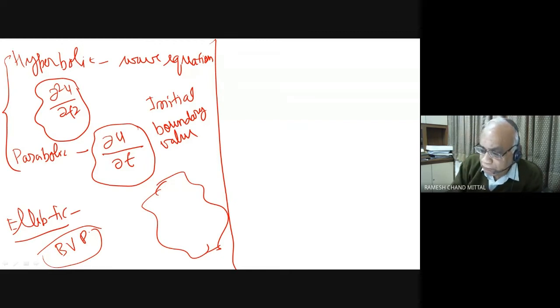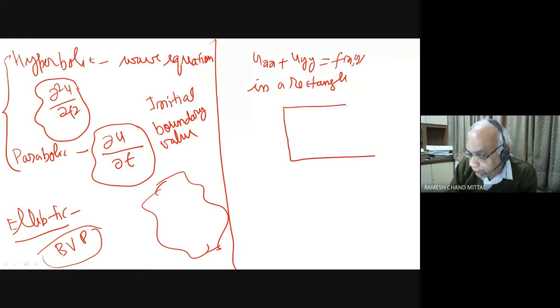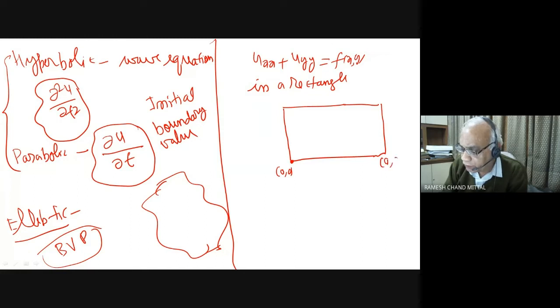Now suppose I am given my equation uxx plus uyy equal to f(x, y) in a rectangle. That is, I am given a rectangle in which my equation is valid. Now, without loss of generality, I can take this point as (0, 0). This is my (A, 0). This point is my (0, B). And as you understand, this point will be (A, B). What I mean to say is, the length of my rectangle is A and the width of my rectangle is B.